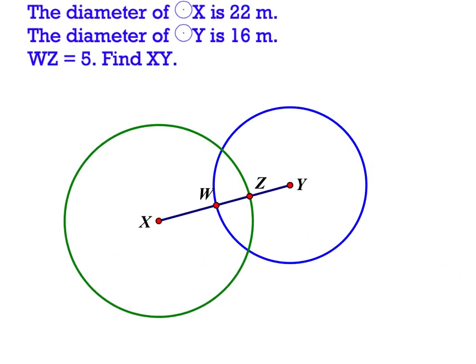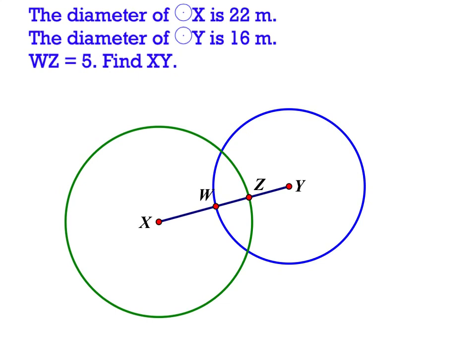So I don't even have a diameter drawn here for circle X, but what I do have is the radius. So I know that from X to Z then, if the entire diameter is 22, that would make my radius equal to 11. So I'm going to label that in my picture. Okay, now same thing goes for circle Y. Circle Y, they told me the diameter is 16. I don't have the diameter. What I have drawn in is the radius. So this is going to equal 8.